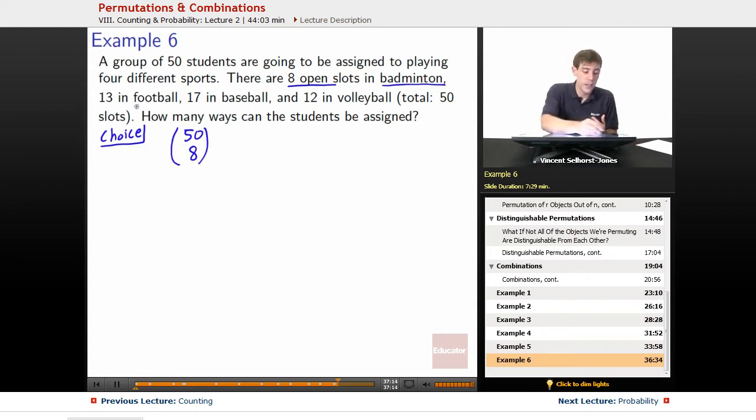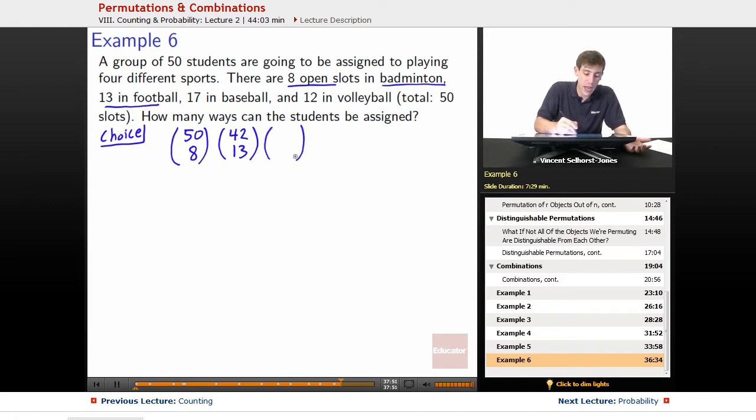Next up, let's work on the football group. It's not going to be 50 choose 13, because how many people do we have at this point? Well, we just did badminton, right? We are now reduced by the 8 students we put into the badminton team, so we don't have them to work with anymore. So 50 minus 8 is 42. There are now 42 students left for football. So 42 choose 13 is how many we can have for football at this point. That's all the choices for football after we've already done the choices for badminton.